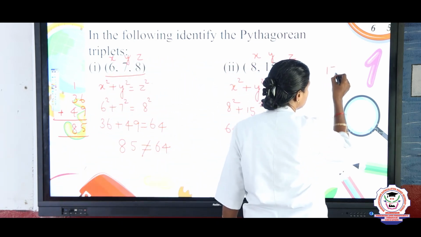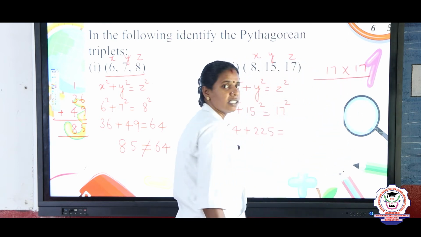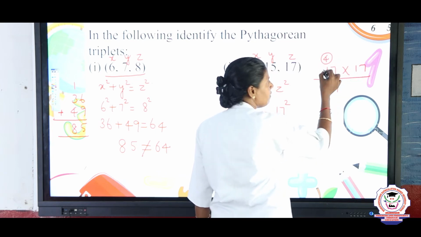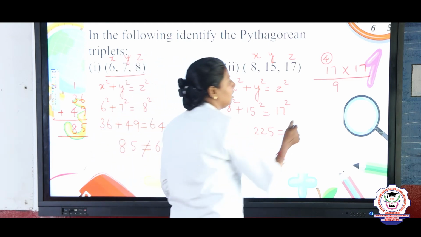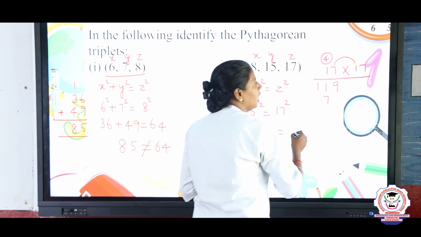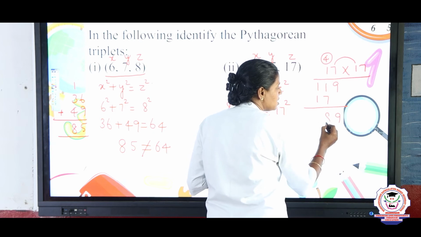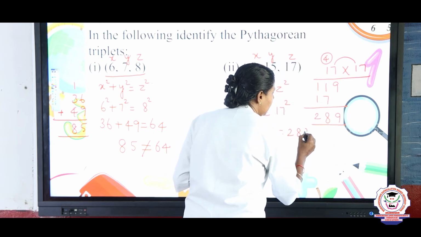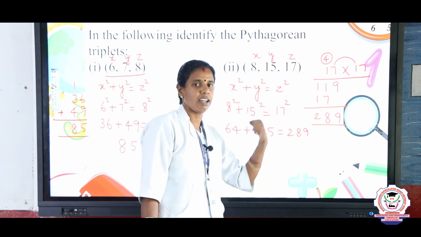Like 17 square is nothing but 17 into 17. So 7 7s are 49, 9, remaining is 4. 7 1s are 7, 7 plus 4 is 11. So 119. Next 1 into 7 and 1 1s are 1, 9. 7 plus 1 is 8, 1 plus 1 is 2. So 289. So if we know 17 square is 289 directly, we can write the answer too.